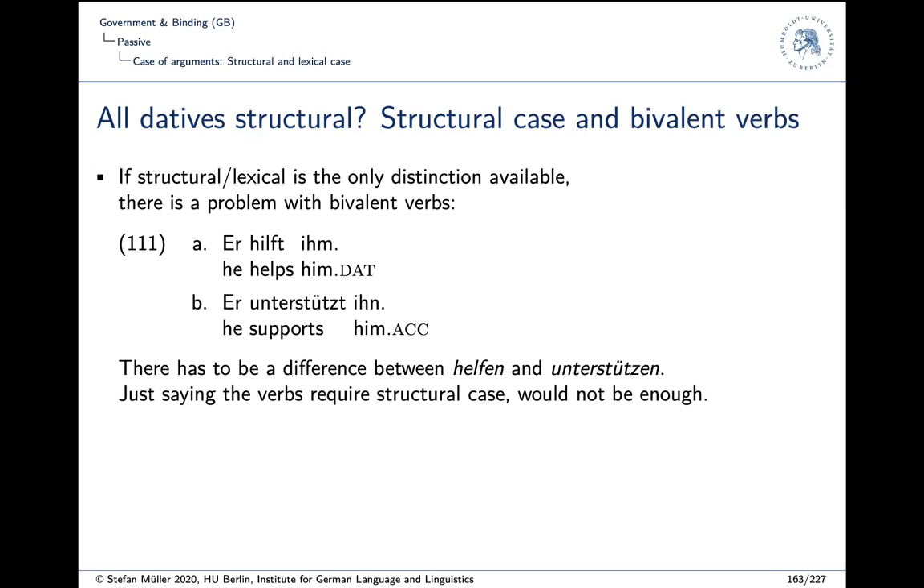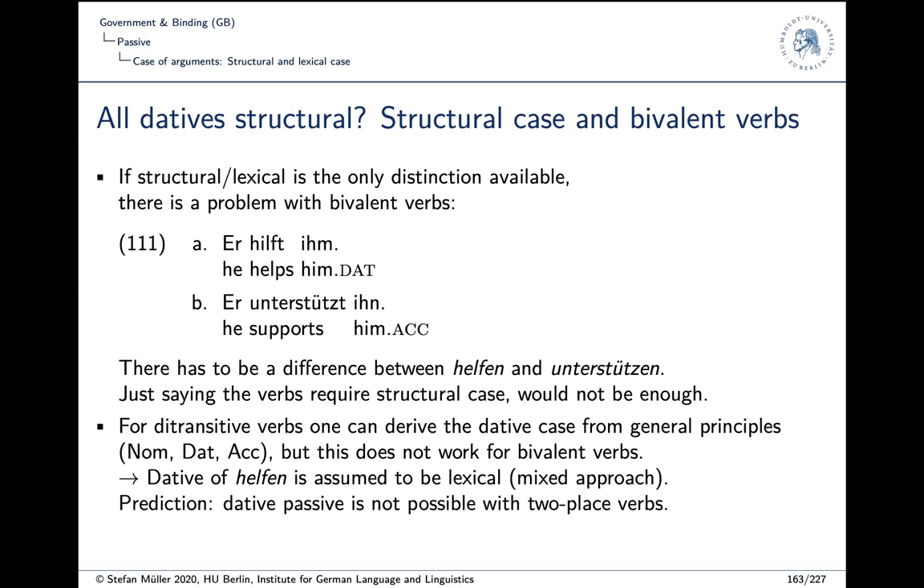So if you would say that both the dative and the accusative are structural cases, then there wouldn't be a difference in the lexical items of these two verbs, right? And there's no explanation why one is dative and one is accusative. So you have to have a difference. And yeah, so that sort of says that the option that all datives are structural wouldn't work.